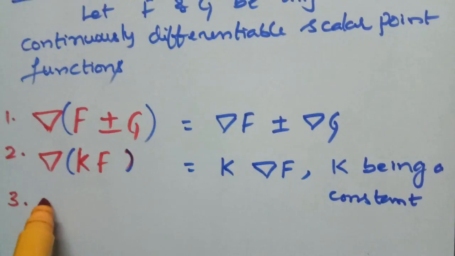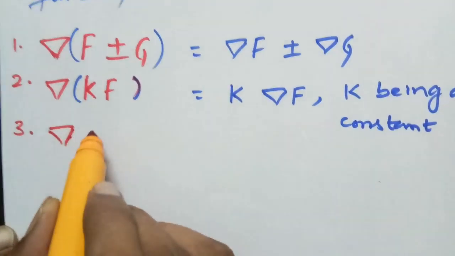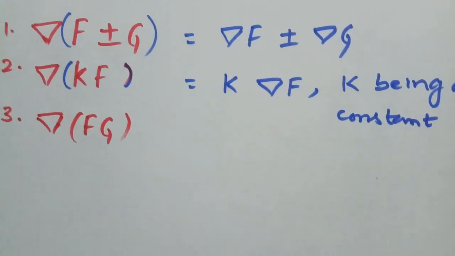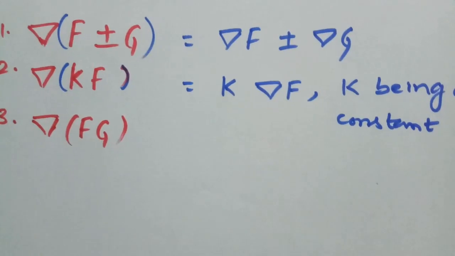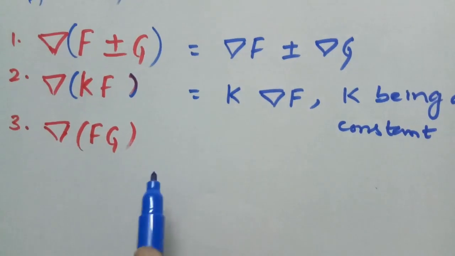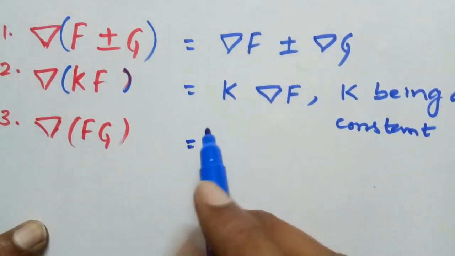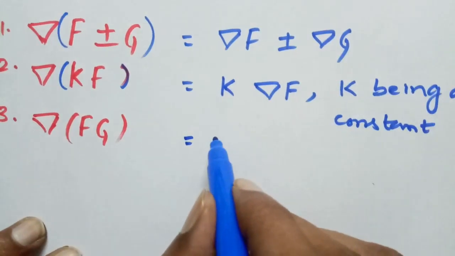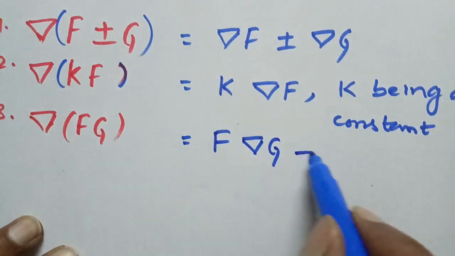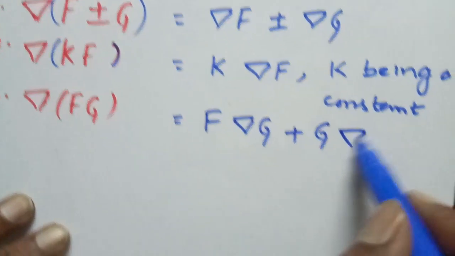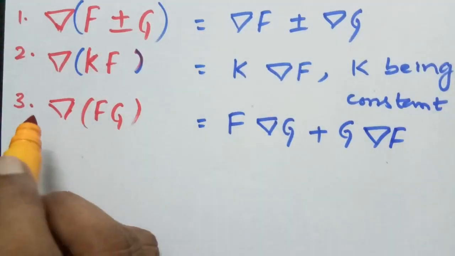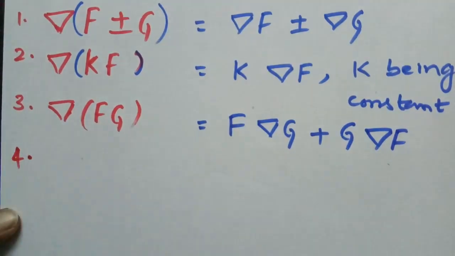Now the third one, del of f into g. There is a formula in the partial derivatives or ordinary derivatives, d by dx of f of x into g of x, dou by dou x of f of x into g of x. The same formulas apply here also: u into v formula, f into del g plus g into del f. It is the u into v formula, or f of x into g of x formula, in partial differentiation.